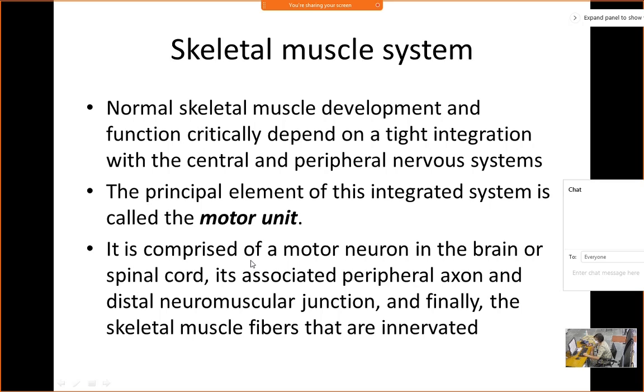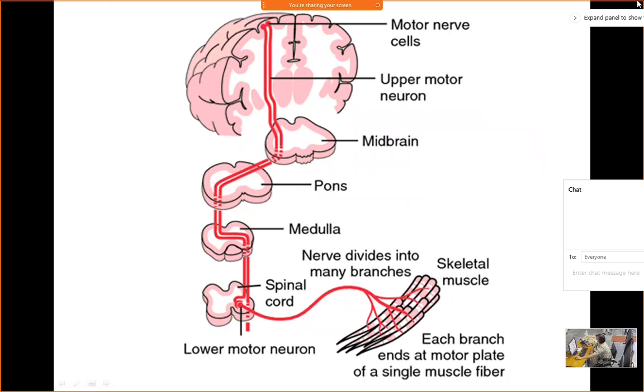So this motor unit is something which you have read in physiology, neurophysiology, and this is the picture to show you that motor nerve cells are there in the gray area of the brain. And these are the upper motor neurons which communicate through the midbrain into the pons, into the medulla, and into the spinal cord. And these are the lower motor neurons. Then from the spinal cord, you know that there are these axons which go and terminate on the skeletal muscle. So these are the neuromuscular junctions. So this is basically the motor unit.